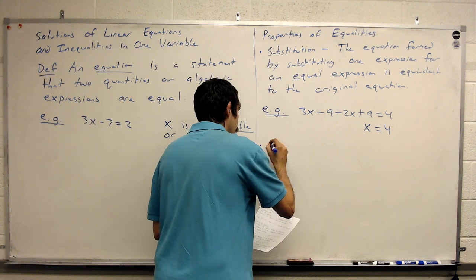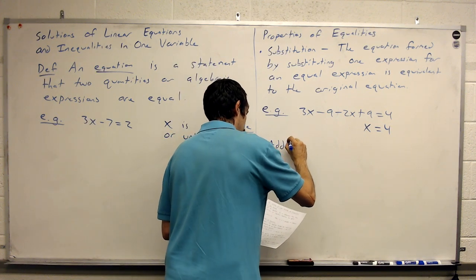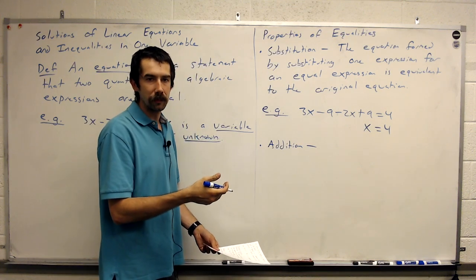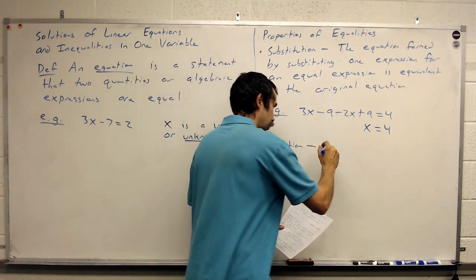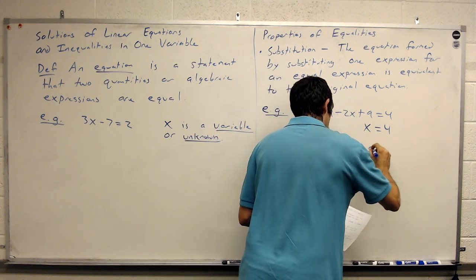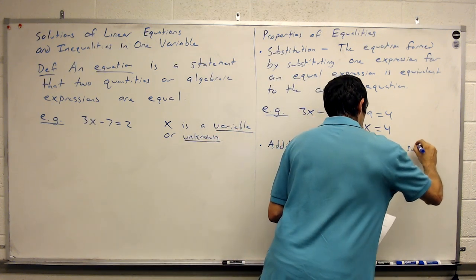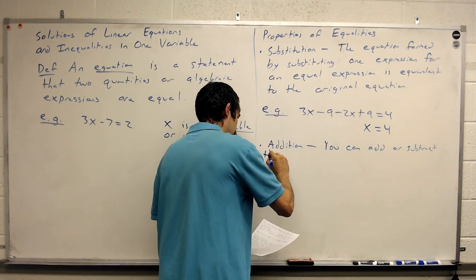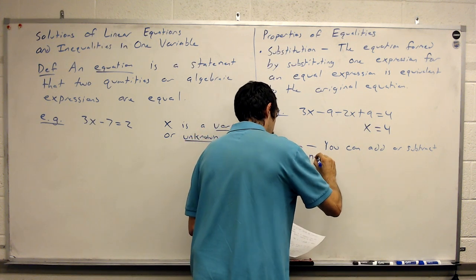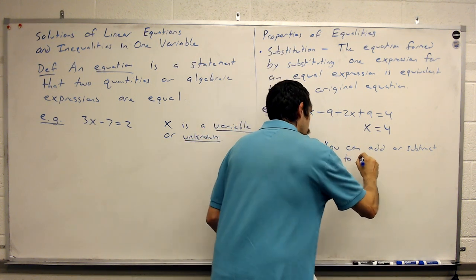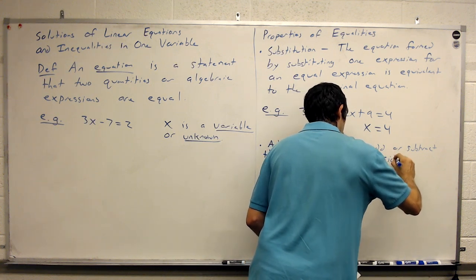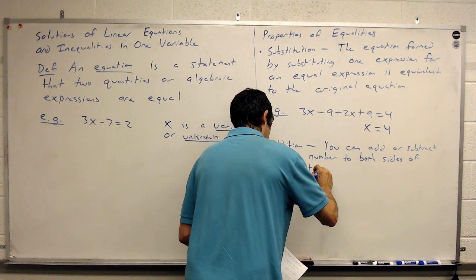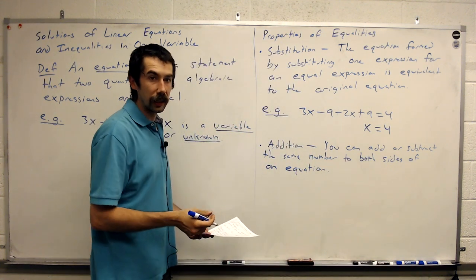Another property is addition. And that says you could add the same number to both sides of an equation. So you could add or subtract the same number to both sides of an equation. And that won't change the solution at all.